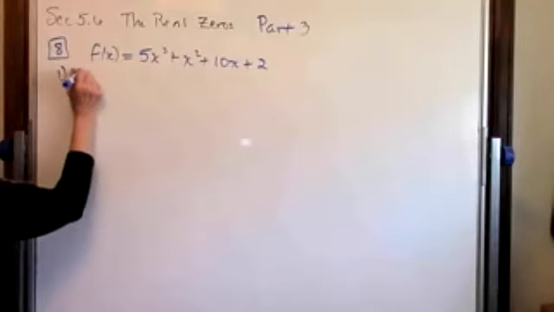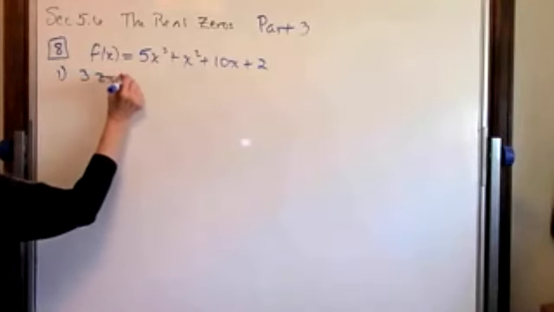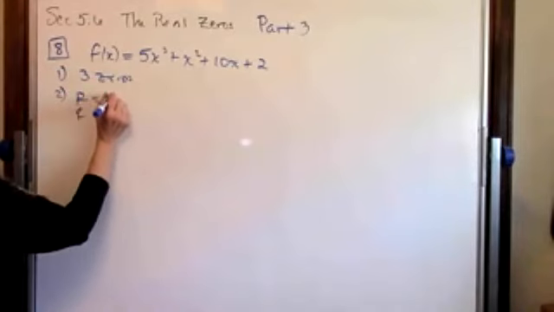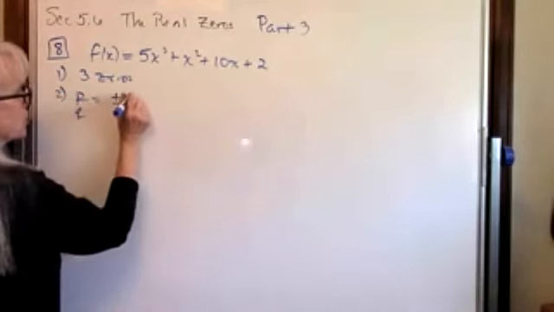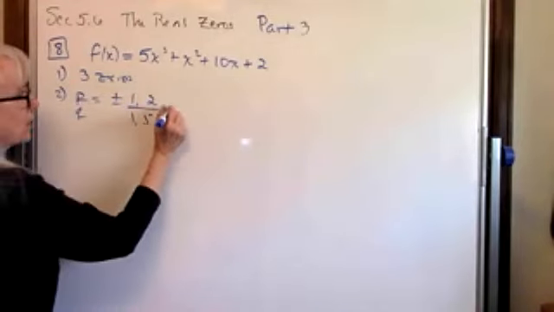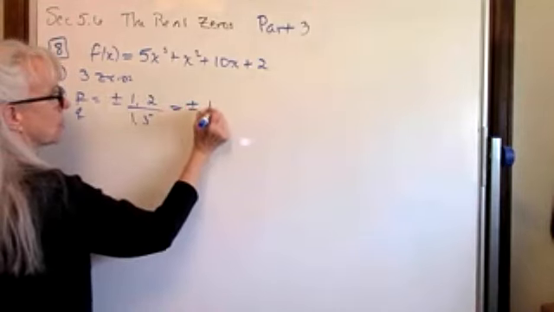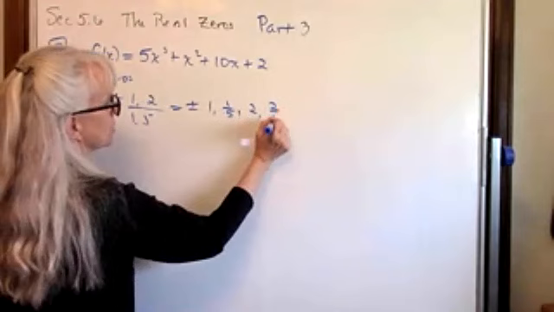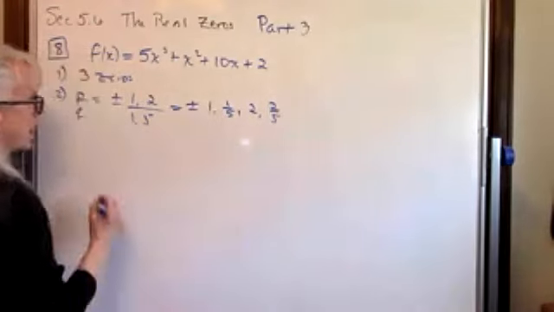Because it's a cubic, we know that we could have 3 zeros. We need our P over Q list. This time it gets a little uglier. So factors of 2 are 1 and 2. Factors of 5 are 1 and 5. So I end up with some fractions here. I'll have 1 over 1, 1 over 5, 2 over 1, 2 over 5. So sure enough, I get some fractions.